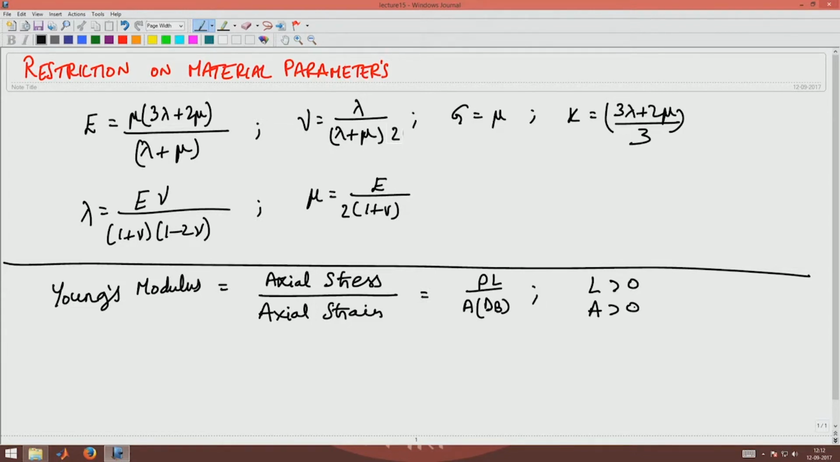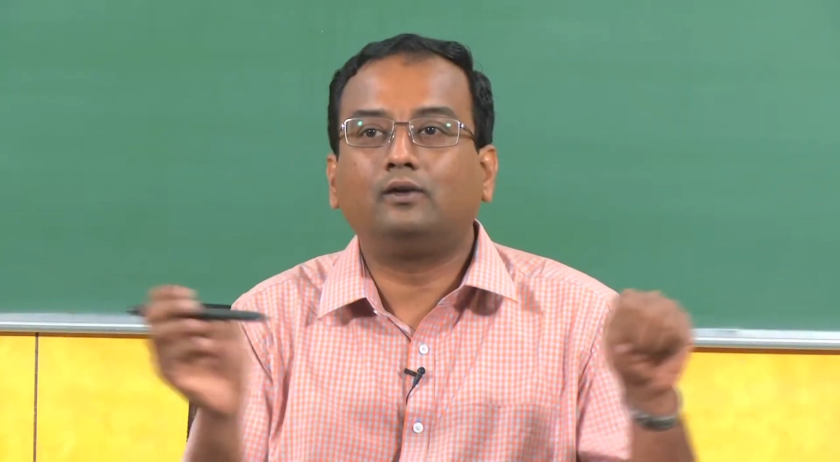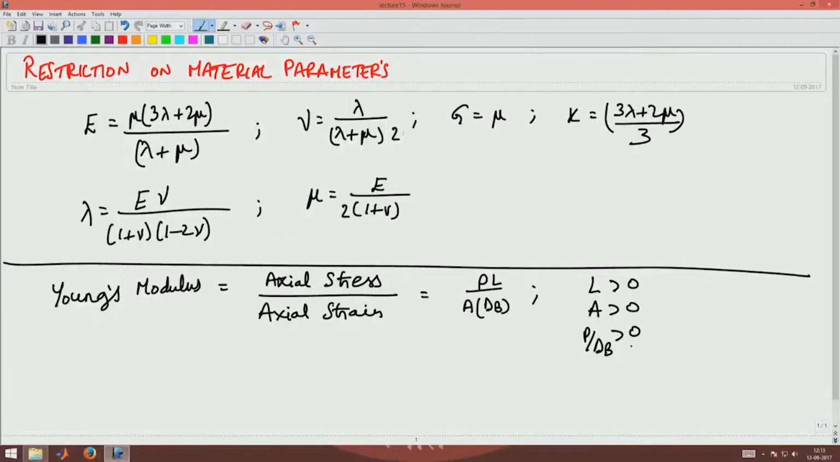If I apply a tensile force, I should get a displacement in the direction of the force, right. So P by delta must be positive, because the displacement should be in the direction of force. If I apply a compressive force, the length will reduce, delta will be negative. If I apply a tensile force, P will be positive and delta will be positive, and hence P by delta has to be positive.